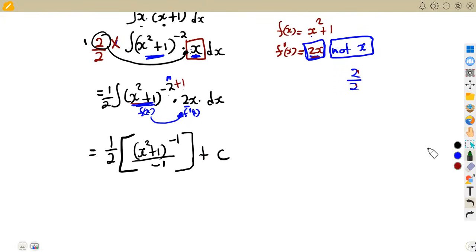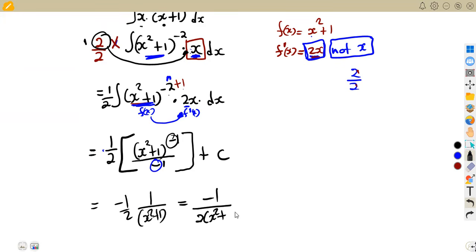All right, so let us simplify. We can have this inside 1 over, and so this is negative 1. We can just multiply this side, which is a negative half like this, but here it's 1 over, to the exponent of negative 1 means 1 over x squared plus 1 like this. So this can just be written as negative 1 over 2 into x squared plus 1.